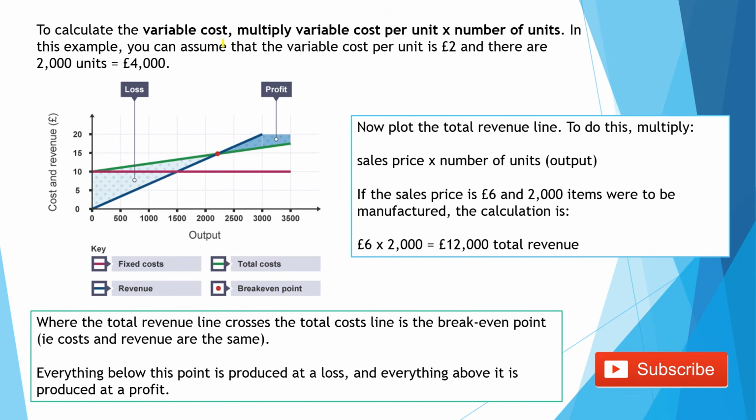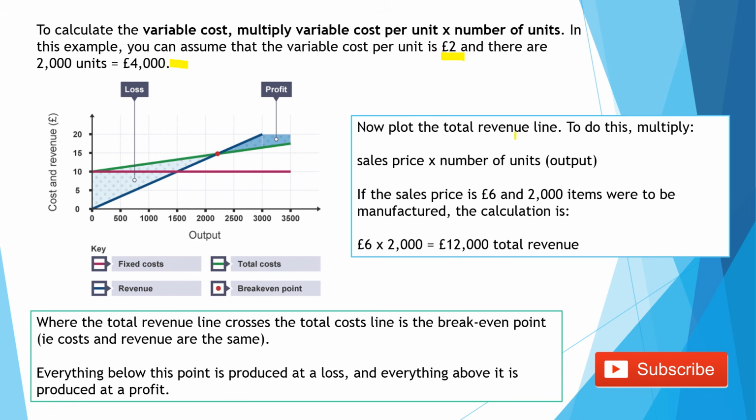To calculate the variable costs, we need to multiply variable cost per unit times the number of units. In this example, you can assume that the variable cost per unit is £2, and there are 2,000 units, which is 4,000. That's how much it would cost us to make 2,000 units.